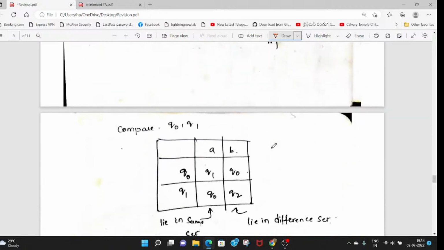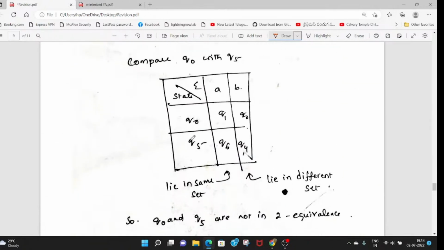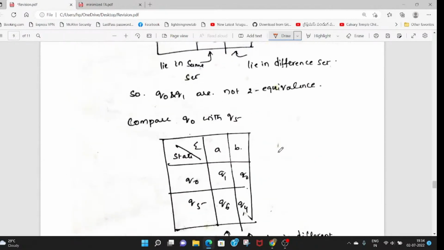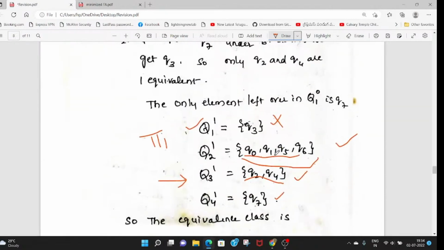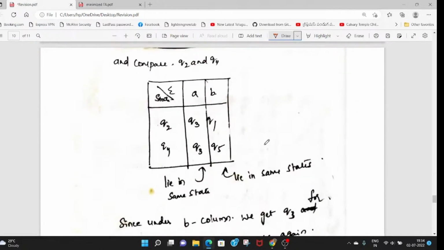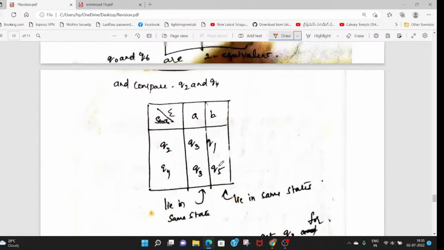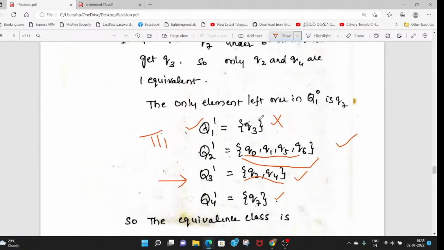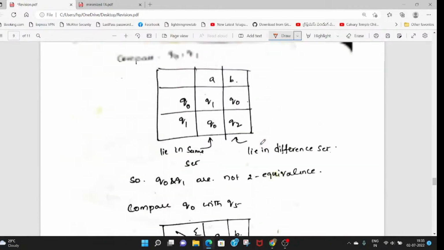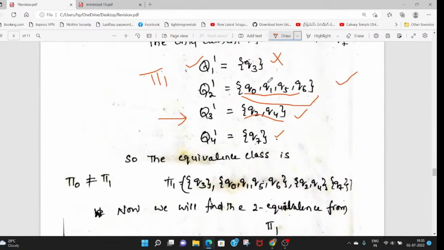In the same way, see here Q0 with Q1, Q0 with Q5 and Q0 with Q6. So these 3 comparisons are required for this set, and 1 comparison is required for this set, like Q2 and Q4. Now we are comparing Q2, Q4. Here we can find both lie in the same set. See Q3, Q3, so it will be in the same set. And the second one we are getting is Q1, Q5. So Q1, Q5 is also from the same set.